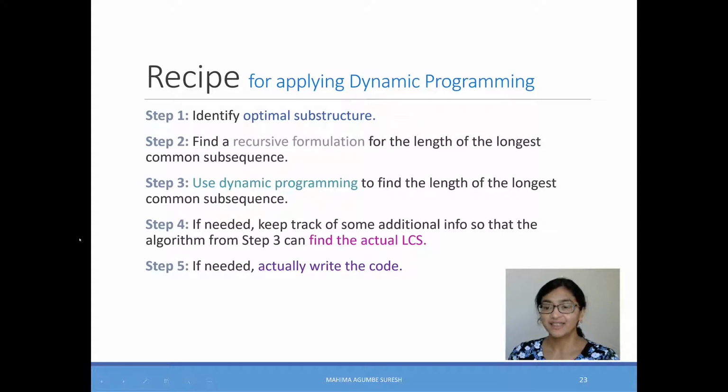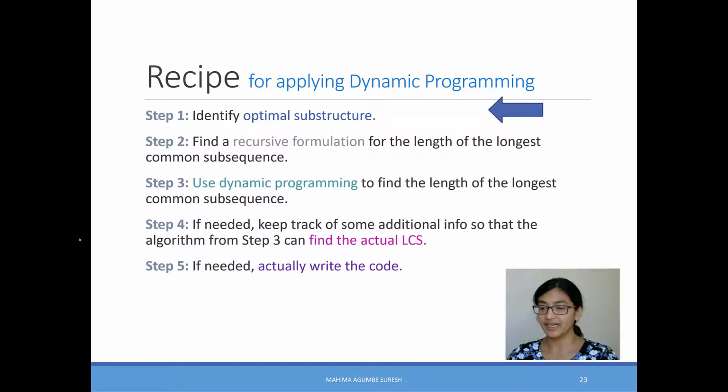Hi again. In this video, we will try to solve the longest common subsequence problem using dynamic programming. There is a sort of a recipe to this, and hopefully it is not as intimidating as you have been told. And hopefully by the end of this video, you get a grasp on how to solve these kinds of problems. So there are 5 steps, and we will go over them step by step.